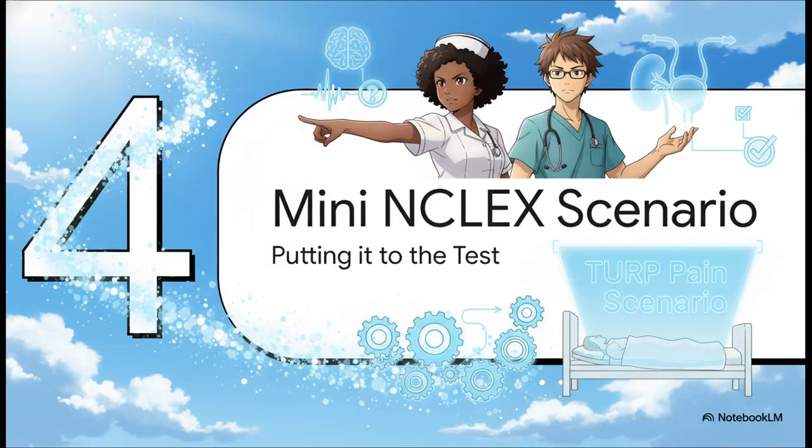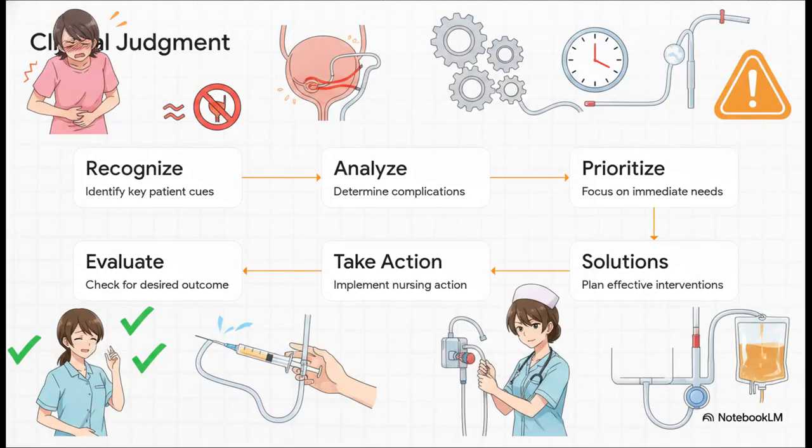Section 4. Mini NCLEX clinical scenario, putting it to the test. Bringing it back to our post-op TURP patient feeling fullness and severe pain. Let's run straight through the clinical judgment framework. Step 1, recognize the cues. Sudden severe pain, no voiding. Step 2, analyze. Why the pain? Well, the bladder is filling up with continuous irrigation fluid, but nothing is draining out. Step 3, prioritize. This is an acute urinary retention crisis, most likely a blood clot blocking the catheter.